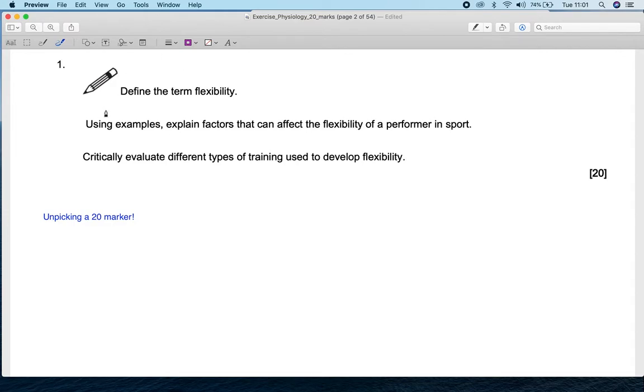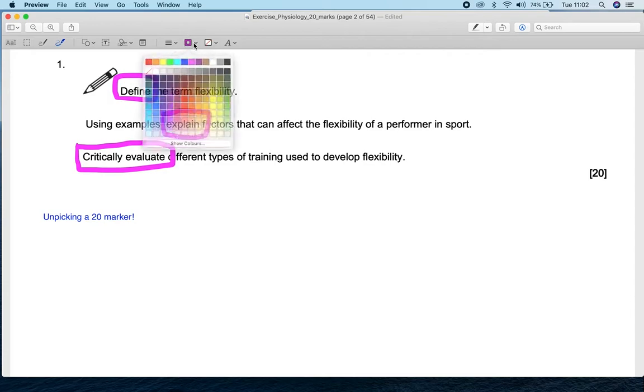So if we went through our normal setup and we talked about doing the bucket function, you can see that when we box our command word, it tells us here, first part, we're going to define the term flexibility, and we'll do that in just a second. Then if we look at the next one, using examples, we've got this second command word here. We've got to explain the factors that can affect the flexibility of a performer in sport. And then finally, again, setting up our structure, we've then got to critically evaluate the types of training.